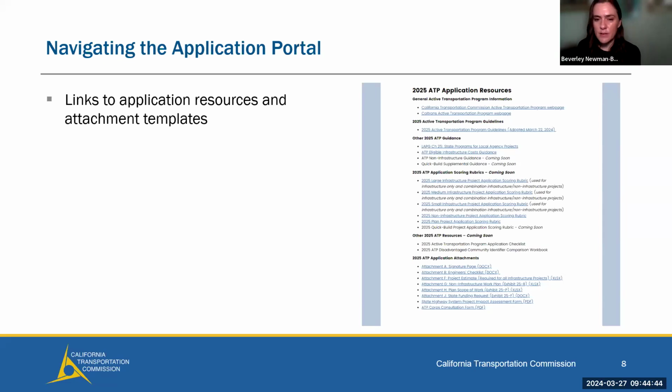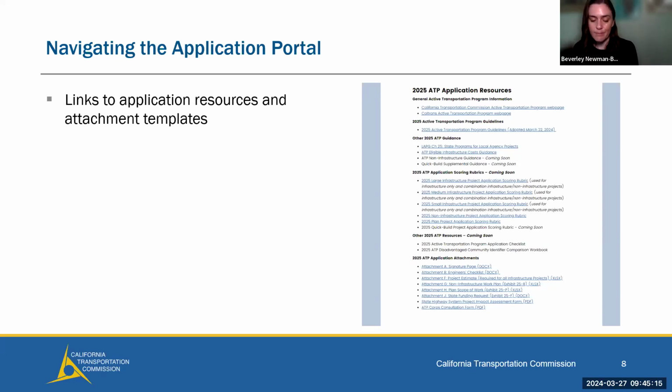Okay, and there's a couple resources on there that say coming soon, that should be posted either this week or early next week. A couple that I want to point out is the 2025 ATP application checklist. So this checklist is kind of just a checklist of different data sources and attachments that you'll need as you develop your application, really to just help you prepare for everything the application is asking you for.